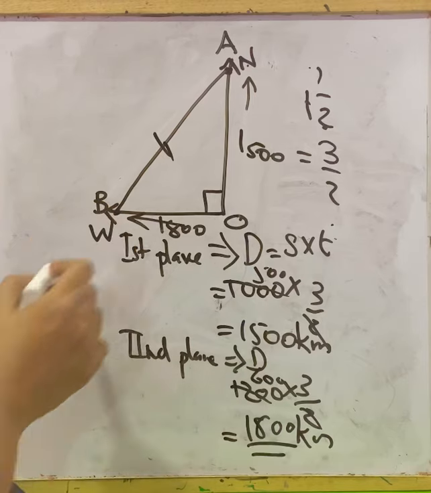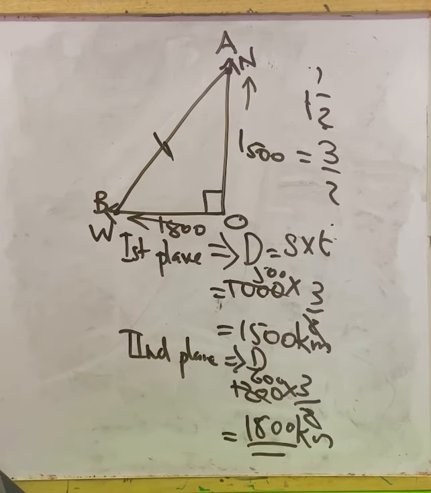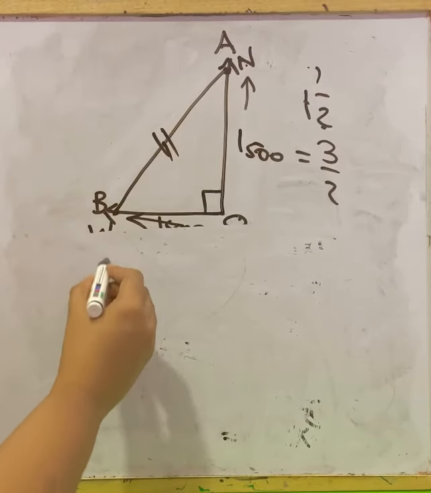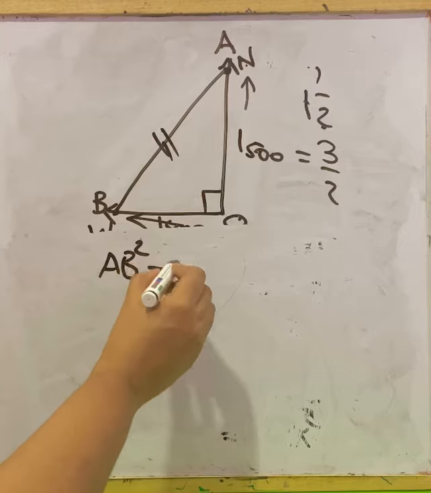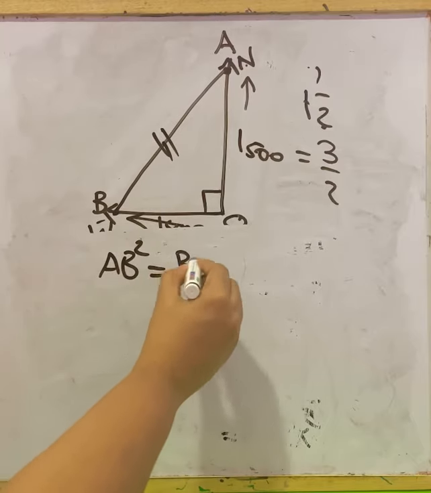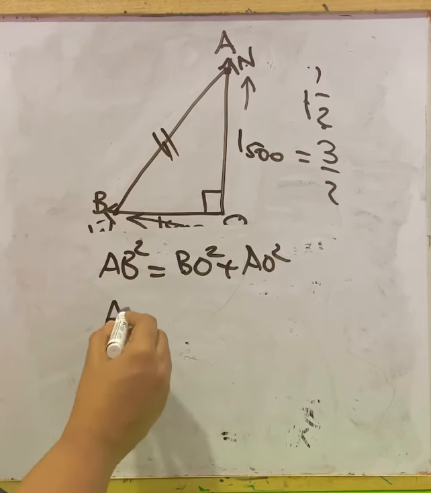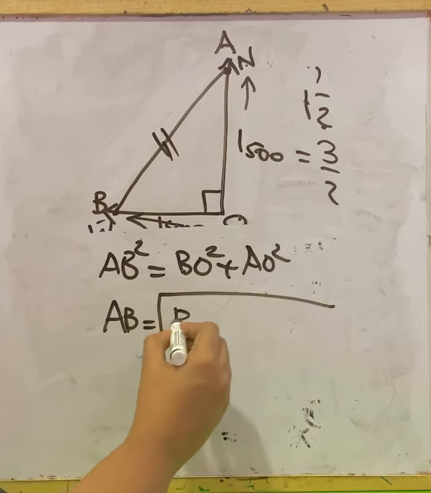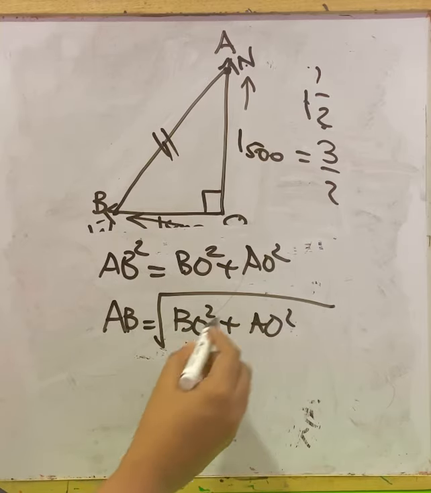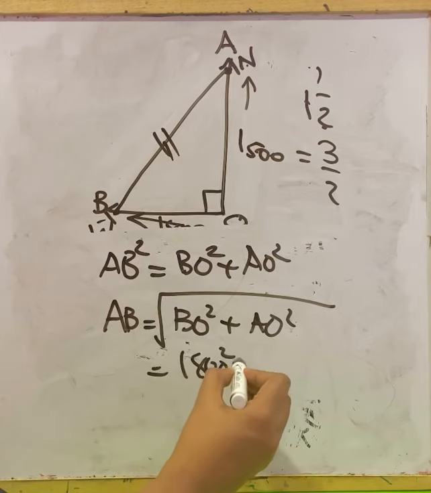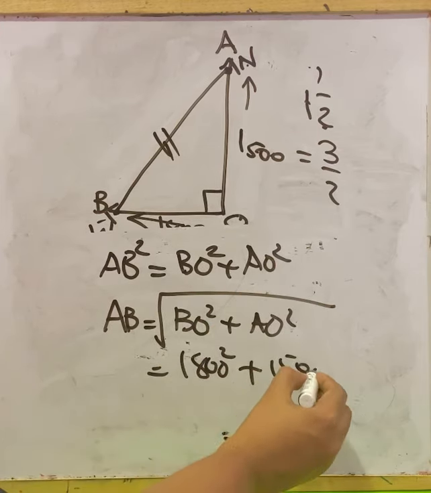Now we will find this one. Because this is a right triangle, applying the Pythagoras theorem, hypotenuse square is equal to base square plus altitude square. So we will find this distance using the Pythagoras theorem. That is AB square is the distance we have to find. This is equal to BO square plus AO square. To find AB, it is equal to the square root of BO square plus AO square. BO square means here 1800 square plus AO square is 1500 square.